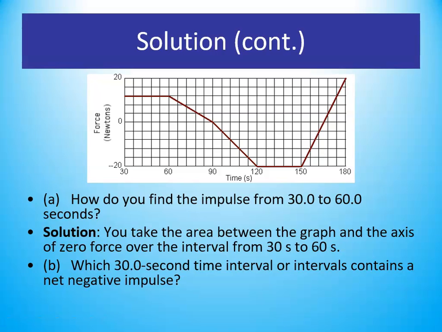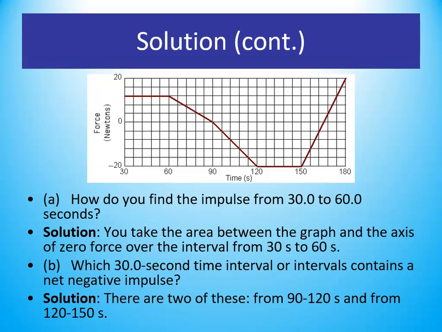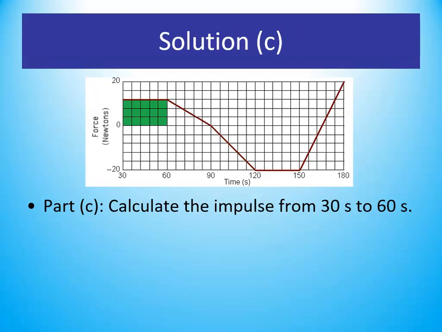So it's only from 90 to 120 seconds and 120 to 150 seconds. Now, part C, calculate the impulse from 30 seconds to 60 seconds. Now, even if you knew nothing about impulse being area under a force versus time graph, you could realize, hey, from 30 to 60 seconds, the force is a constant 12 newtons, so I'll just multiply the force by the time. So you'd have 12 newtons times 30 seconds, and you get 360 newton seconds, or 360 kilogram meters per second.